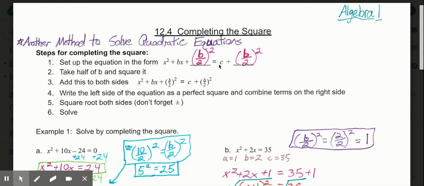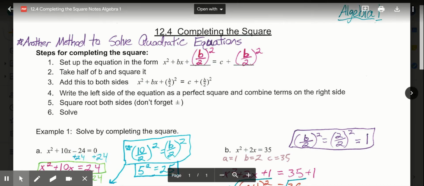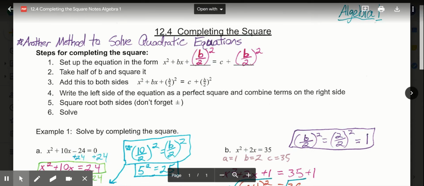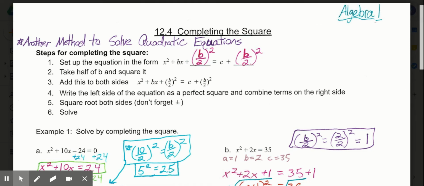So the part in pink comes from step 2. That's the idea of taking half of b and squaring it. Then you add that to both sides. So as I put here, eventually it becomes x squared plus bx plus half of b squared, so b divided by 2 to the second power, equals c plus b divided by 2 to the second power. So this setup here will be the main setup we'll be using.